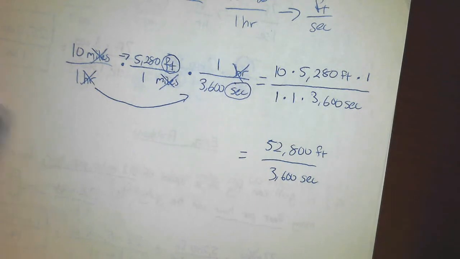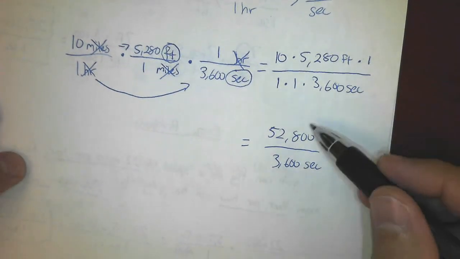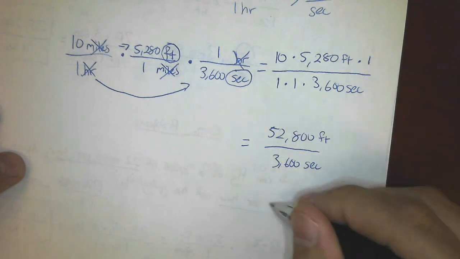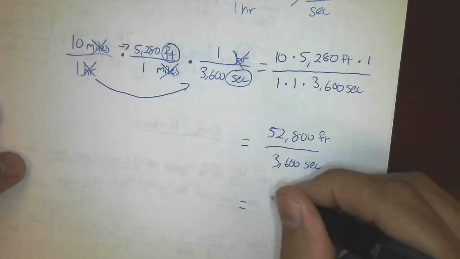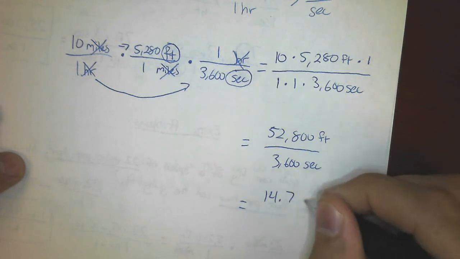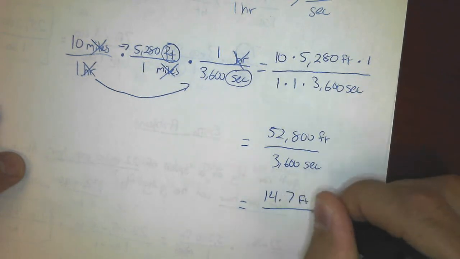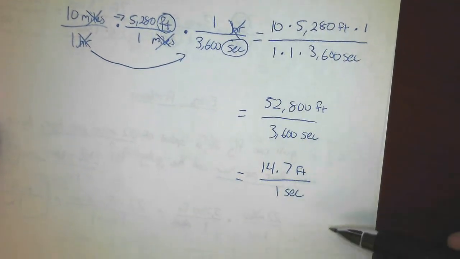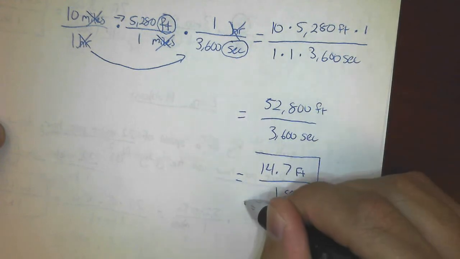Now I just need to simplify that, so I can divide 52,800 divided by 3,600. When you do that, you should get 14.7 feet per 1 second. My denominator is down to 1, which means I am finished.